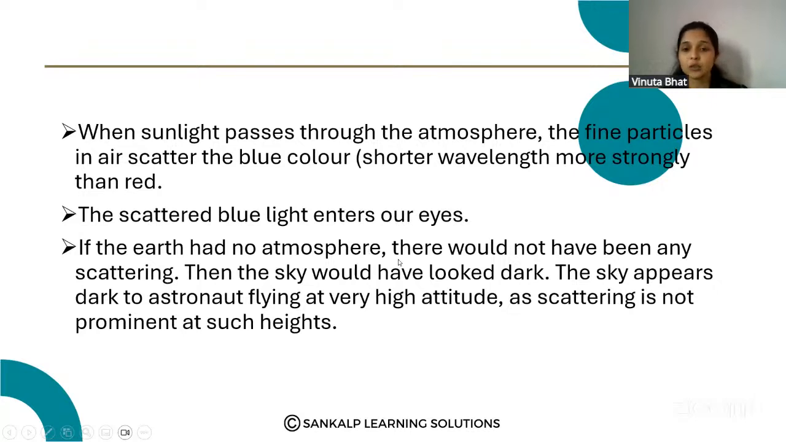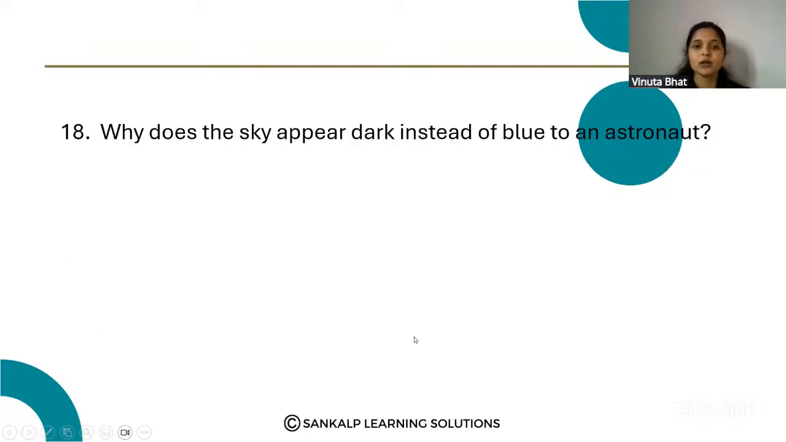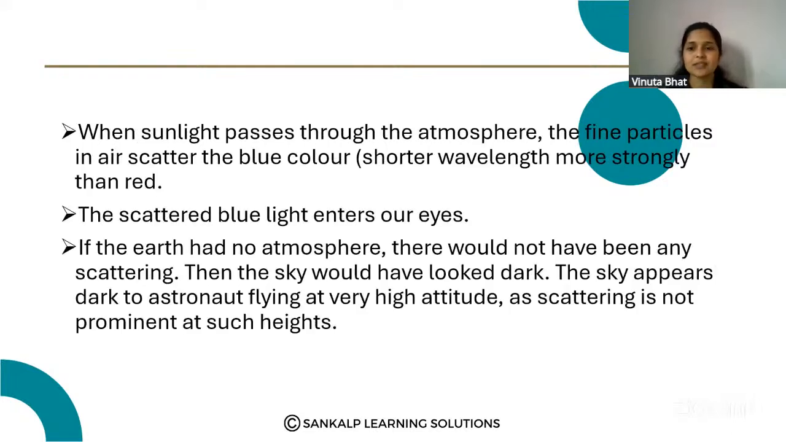If the earth had no atmosphere, there would not have been any scattering of light. So in space there is no atmosphere for the scattering of the light, so the sky appears dark instead of blue to an astronaut. So like this you can write the answer for this question. This is the detailed explanation for this question.